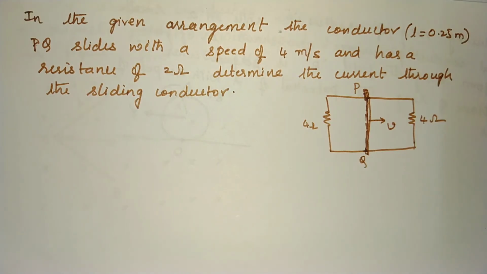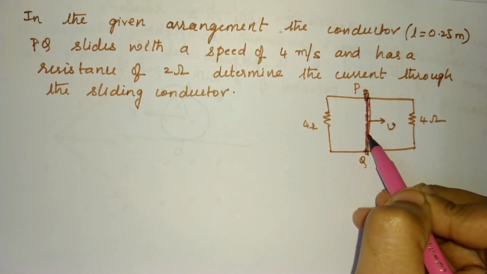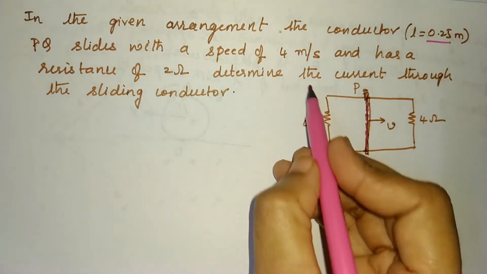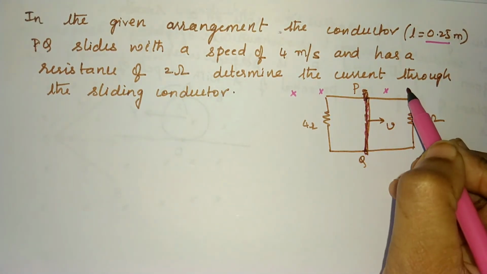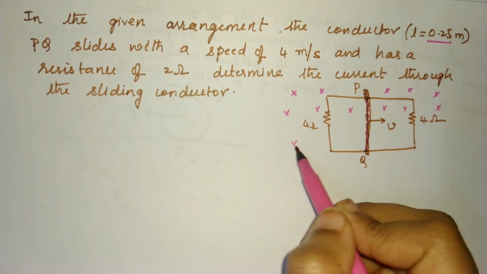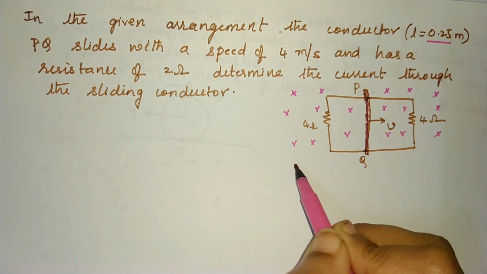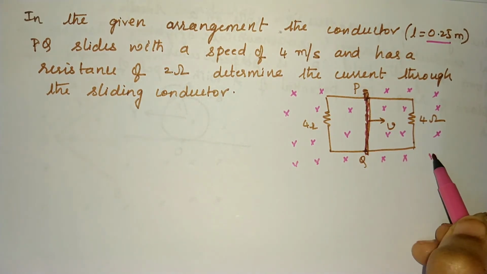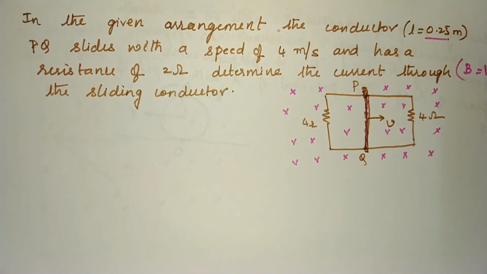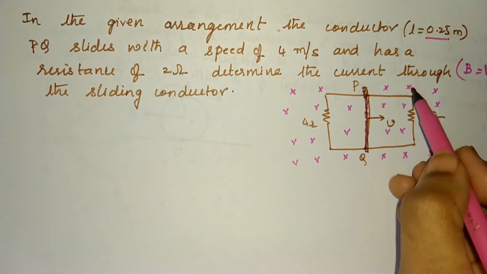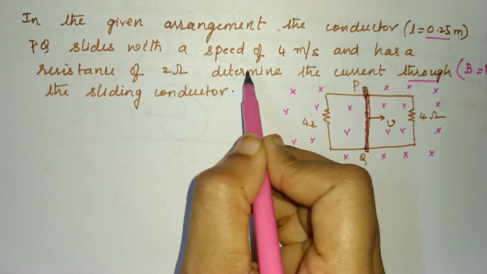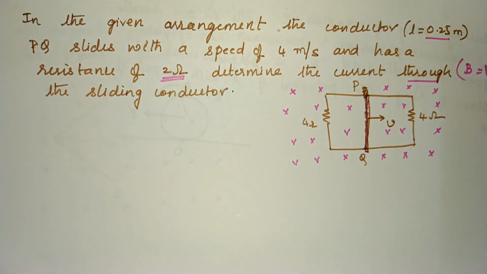So in this arrangement, they have given you a conductor PQ. This is a conductor rod PQ whose length is 0.25. It started moving with a velocity v, and there is a magnetic field directed perpendicular to the plane of the paper, and this magnetic field has a magnitude of 1 Tesla. I forgot to write here. Remember, B is equal to 1 Tesla. Then they are asking you, for the given arrangement, to determine the current through the sliding conductor. Apart from this, they have given you that the resistance of this conductor is 2 ohms.